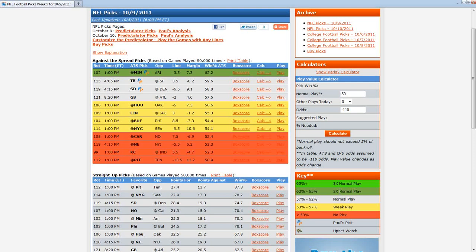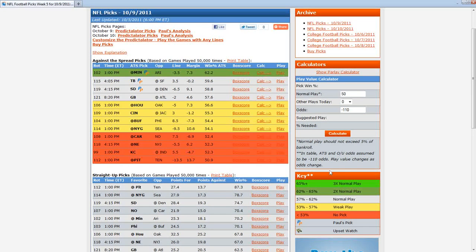Normal play should be about 1 to 3% of your bankroll, depending on how risk-seeking or risk-averse you are. The more risk-averse you are, obviously the lower that number is. And no matter how risk-seeking you are, never exceed 5% of your bankroll for any given normal play.